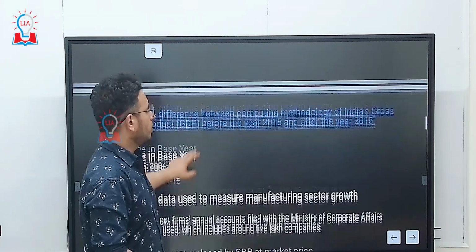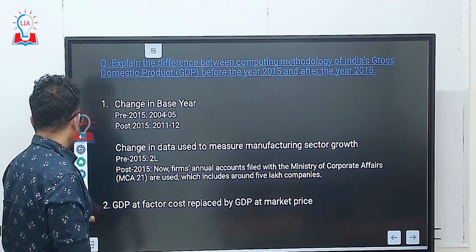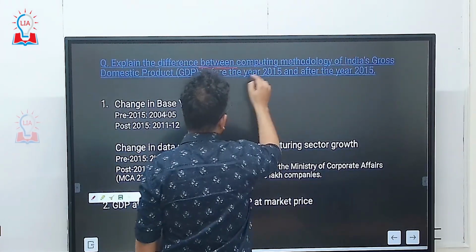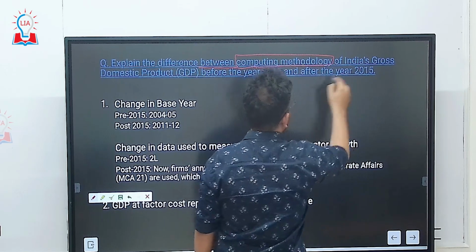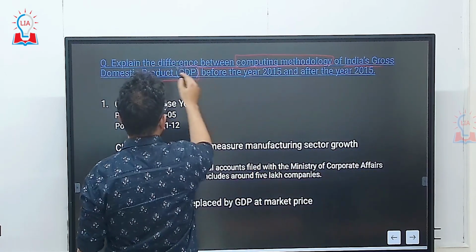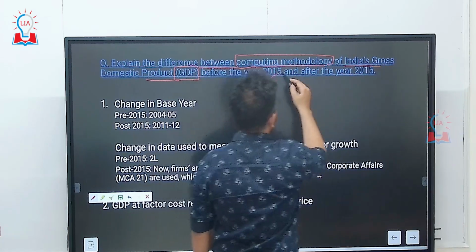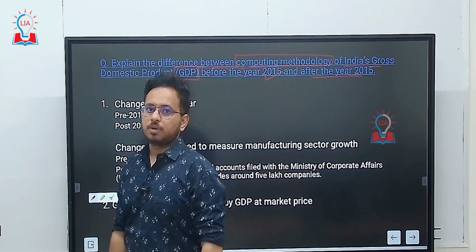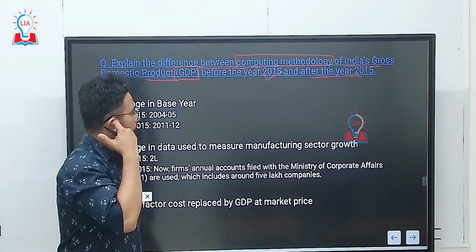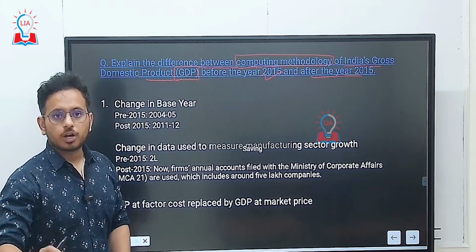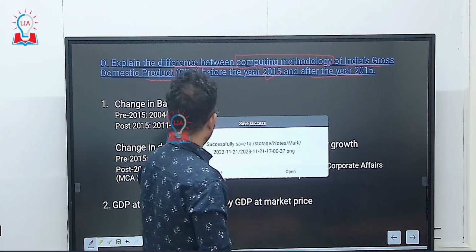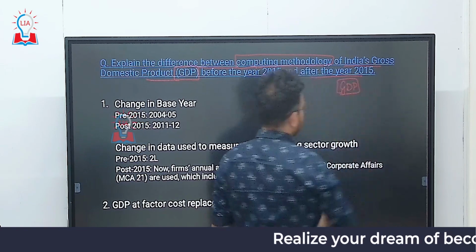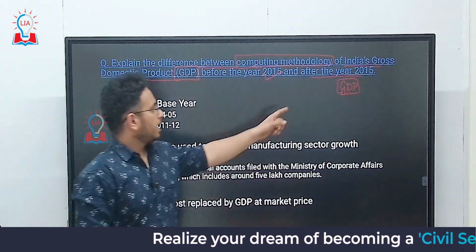So let's begin with the question for the day, and the question here is: explain the difference between the computing methodology of India's gross domestic product, or the GDP, before the year 2015 and after the year 2015. If you want to answer this question, the first thing you can write in the introduction of the answer is the definition of GDP. You can start your answer by writing the definition of GDP.